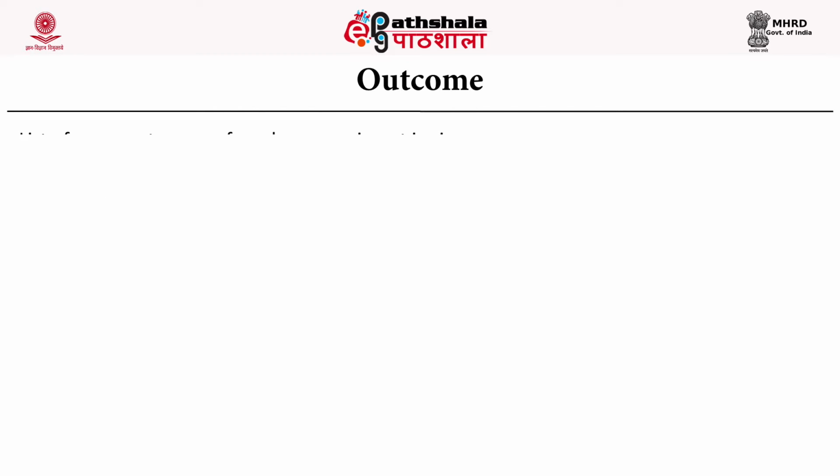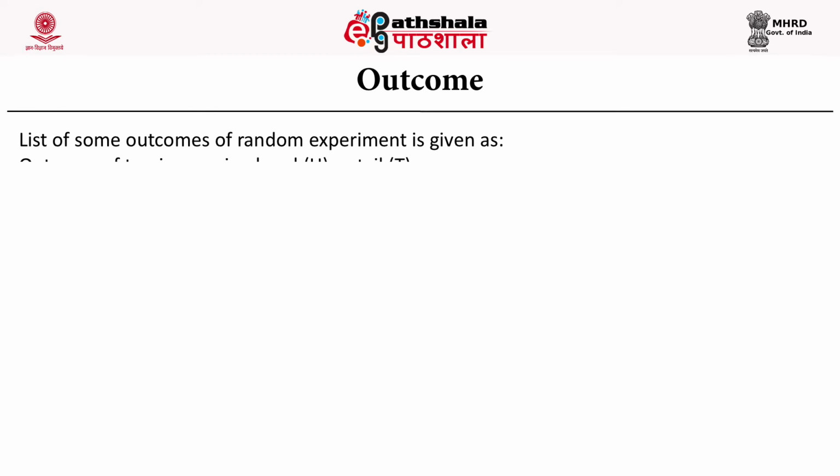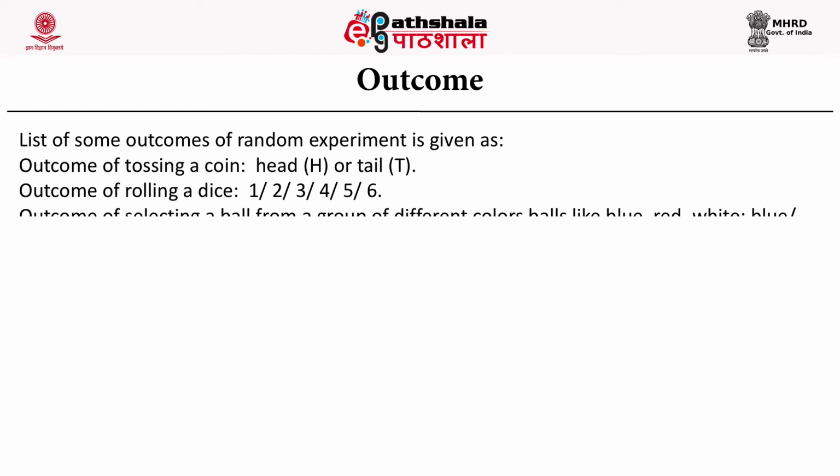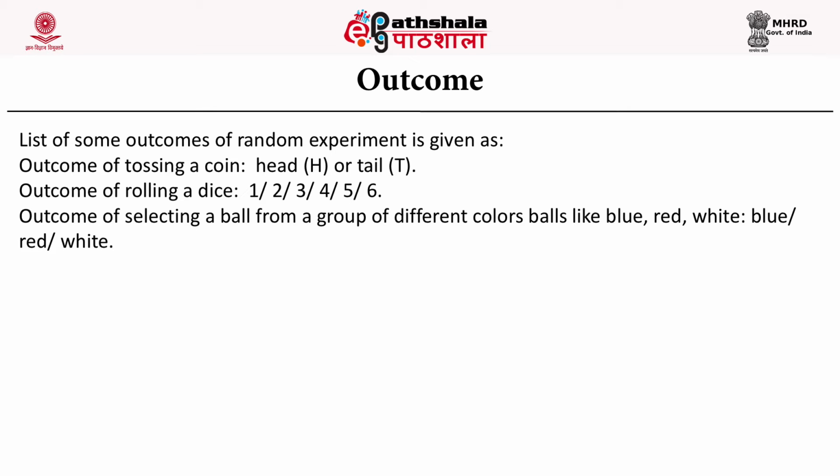Here we list some of the outcomes of random experiments. These are outcomes of tossing a coin. It can be either head or tail. Second is the outcome of rolling a dice. As we know that a dice has 6 faces, so the outcome can be any one of the 6 faces: 1, 2, 3, 4, 5, 6. Outcome of selecting a ball from a group of different colors of balls like blue, red, white, blue, red, white. So the outcome will be either blue, red or white.